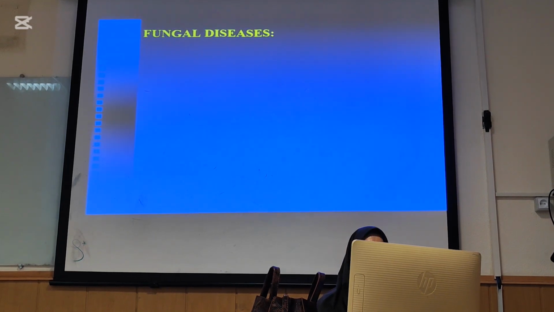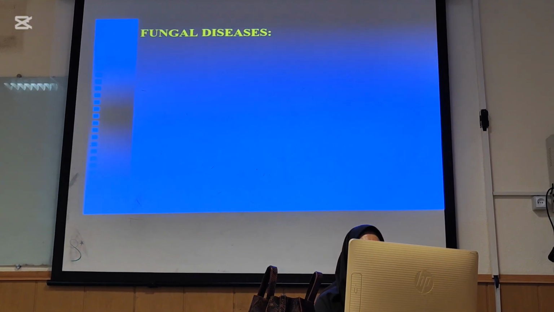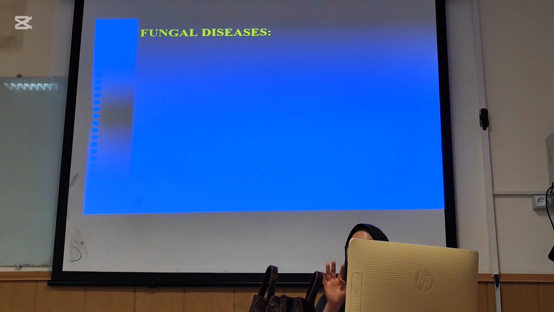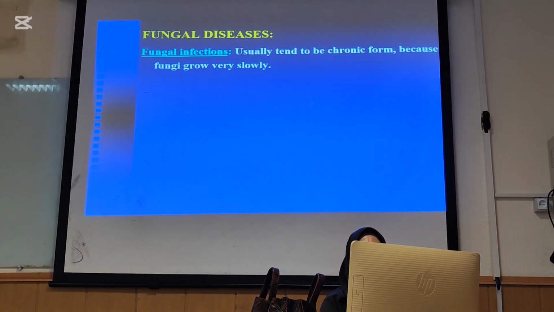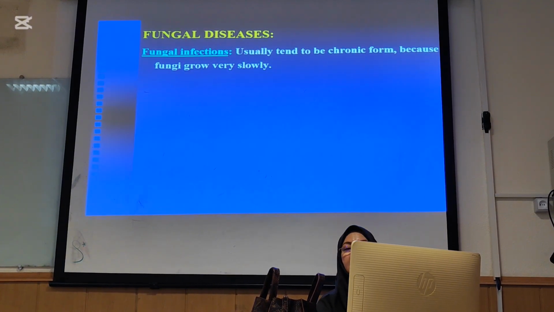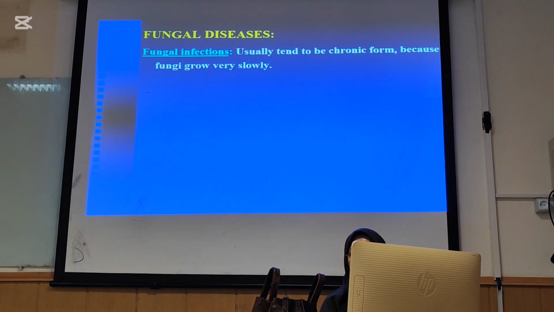Fungal diseases. All of the fungal diseases in the world can be divided into 4 groups. Fungal infections usually tend to be of chronic form, but bacteria usually can make acute forms of disease. They tend toward the chronic form because fungi grow very slowly in the tissues, in the organs of the body.